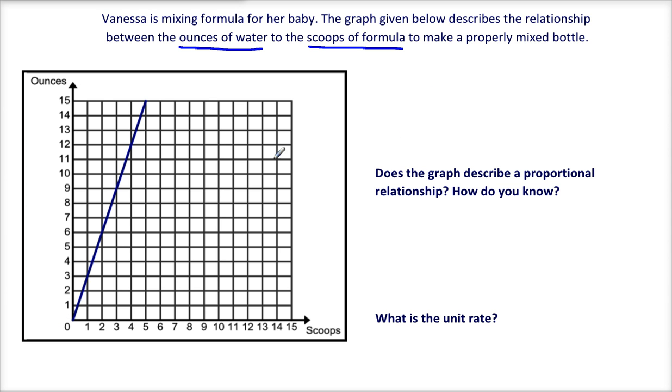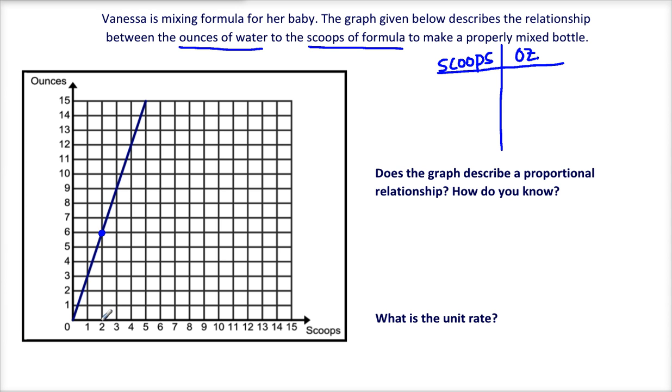The first thing I like to do when I see a graph is I like to make a table of values. So scoops is along the x-axis, so we'll write this one first. And we'll do the ounces of water in the next line because that's my y value. So let's just get a couple of values, a couple of lines here. So some points that I can see pretty easily.